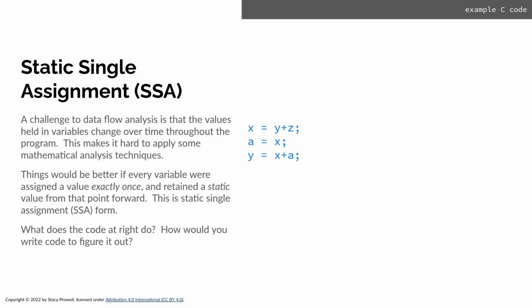Well, a challenge to being able to figure out what that does is that I need to think about how values change over time. And that can make it somewhat hard. I can't just do your typical normal math stuff because x and y and a at different points could be different values. And things would be much better if x was always a particular value and y was always a particular value. And I can actually get there. That's called static single assignment, where a value is assigned to a variable exactly once and it never changes.